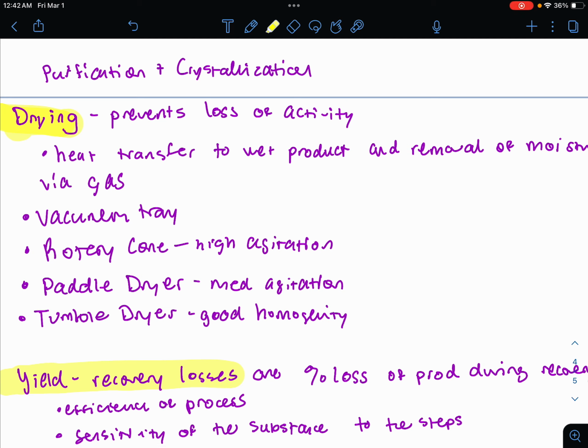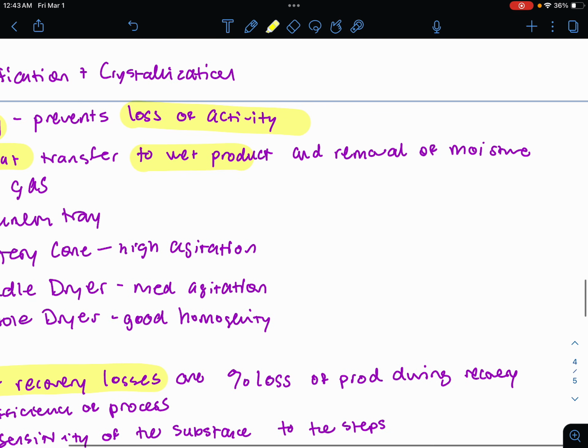All right, let's look at purification and crystallization techniques. Hey, I remember some. These are from organic chem, too. So I realized in class when we went over them. Okay, so drying, you prevent the loss of activity. That's why you dry the product. The drying involves the heat transfer from wet, so heat to wet, and then removal of moisture via gas.